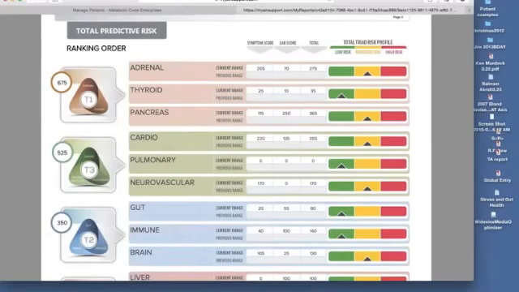So the next piece is this next index. What is this next index doing? It's taking into account lab markers and subjective questionnaires, and it's showing how far away the individual is from optimal values and where that predictive risk of not being well is.